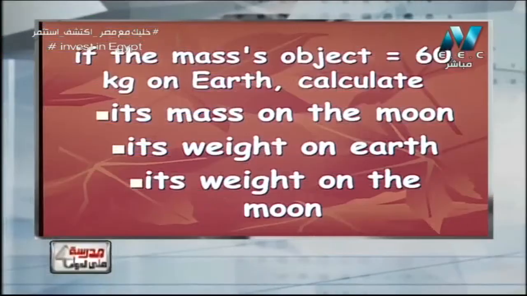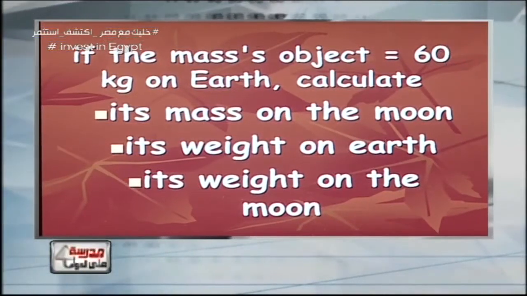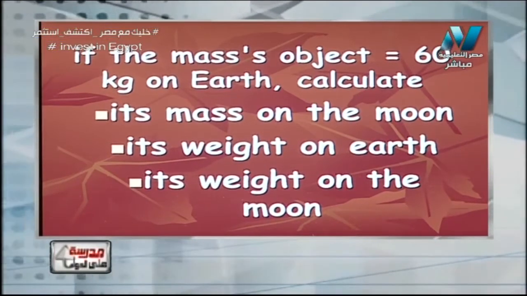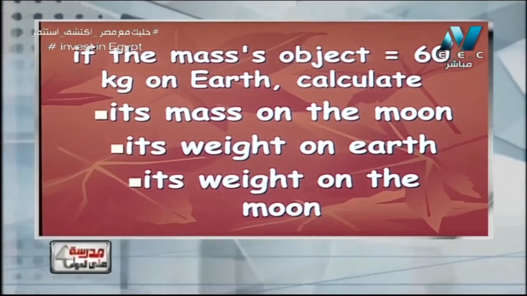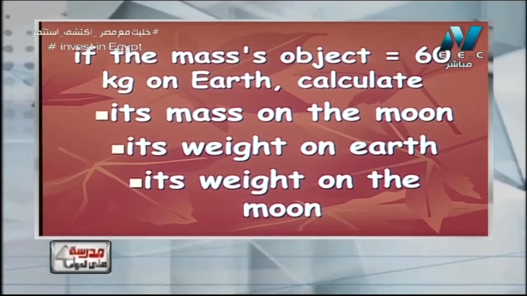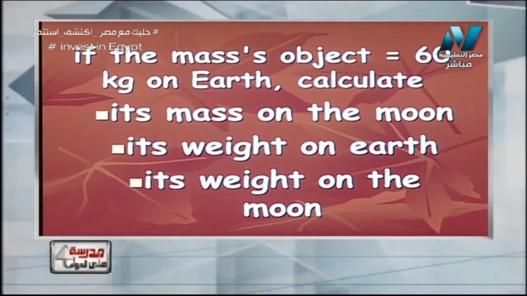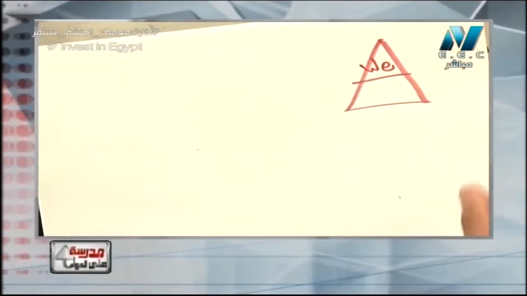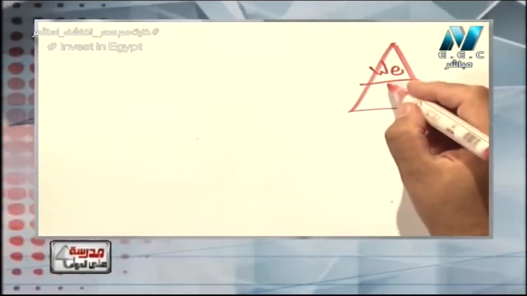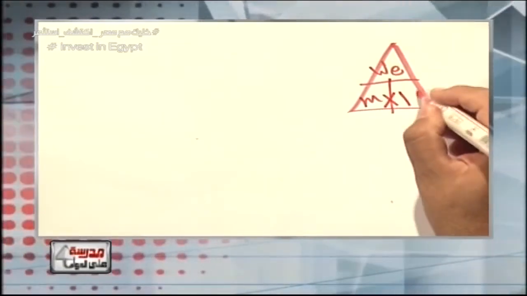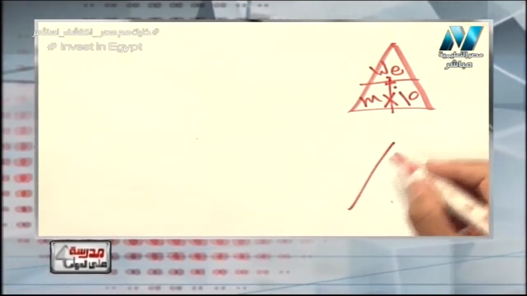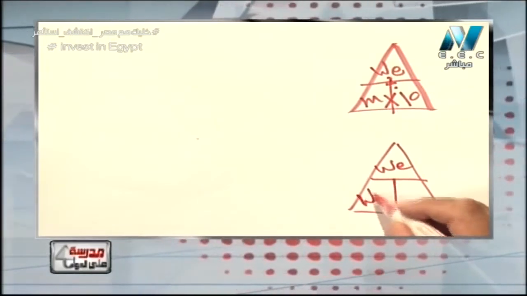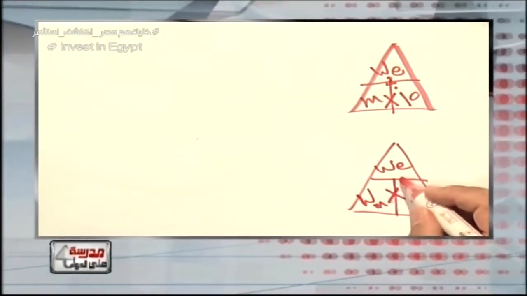The problem says that if the mass of an object is 60 kilogram on the earth, calculate its mass on the moon, its weight on the earth, and its weight on the moon. Here the problem is maybe a bit long, but very easy. First step, as usual, I will write the two triangles. Weight on the earth, mass by 10, and here is divide. Second triangle, weight on the earth as usual, weight on the moon by 6, and here is divide.